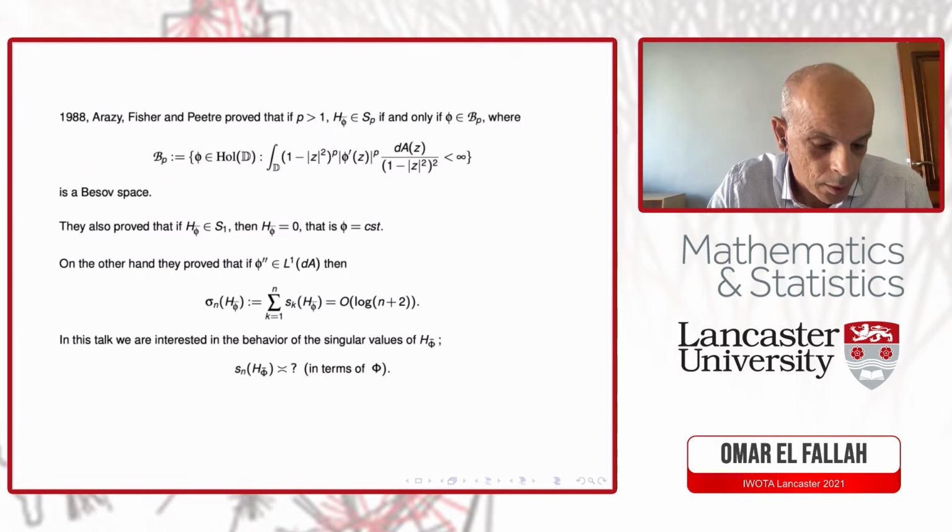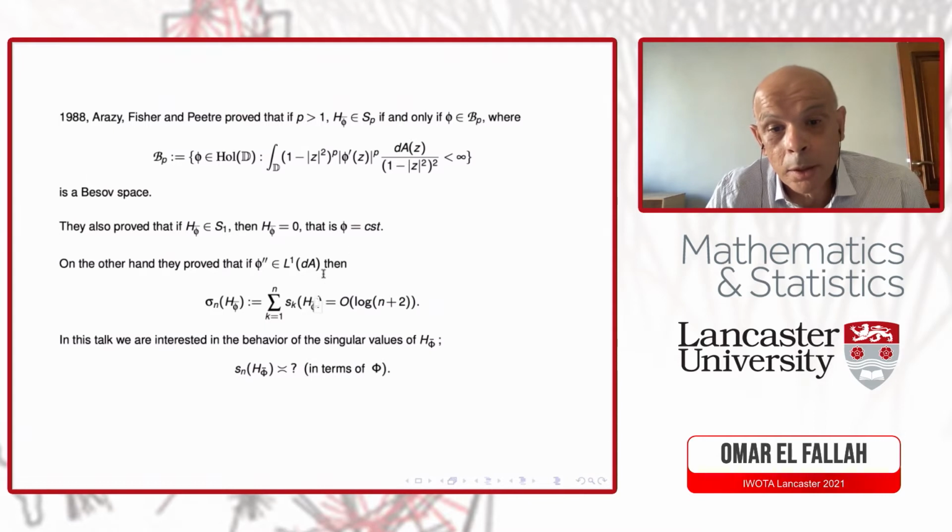I just want to mention two things. The first one is that all these results don't depend on the parameter alpha. The reason is that the geometry associated to standard Bergman spaces is the hyperbolic geometry. It appears in this quantity, in this measure, the invariant hyperbolic measure.